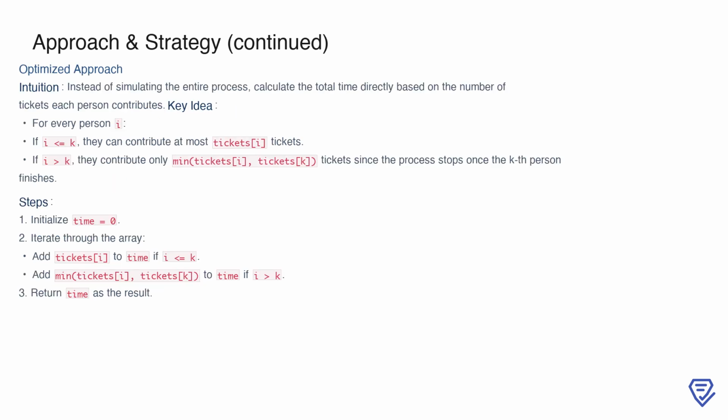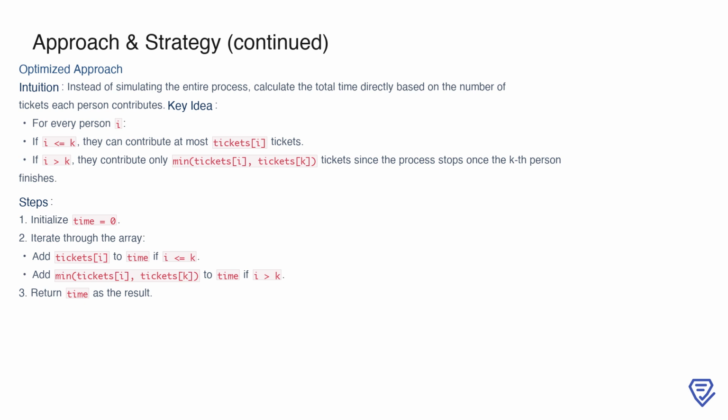An optimized approach offers a more efficient solution by calculating the total time directly instead of simulating every step. The key idea is to determine the contribution of each person to the total time. For individuals at positions less than or equal to k, their contribution is simply their ticket count, since they will be served until they run out of tickets. For individuals at positions greater than k, their contribution is limited to the smaller value of their ticket count or tickets[k], because the process ends as soon as the kth person finishes buying their tickets.